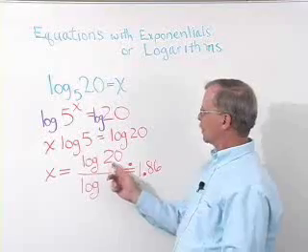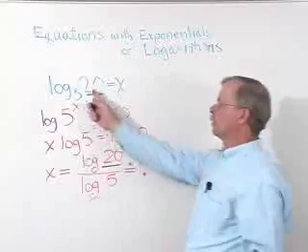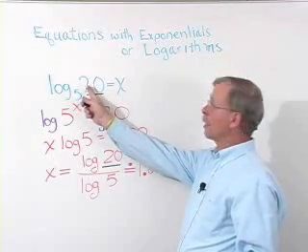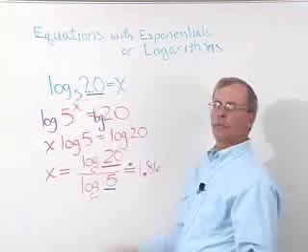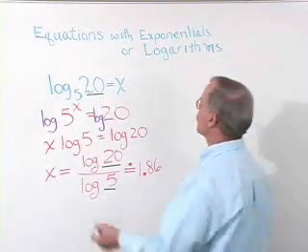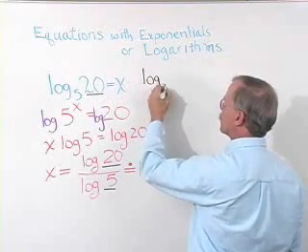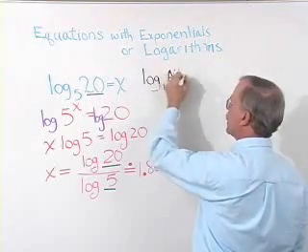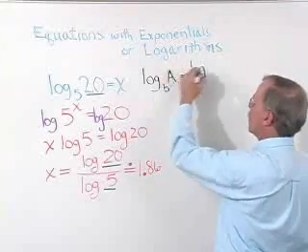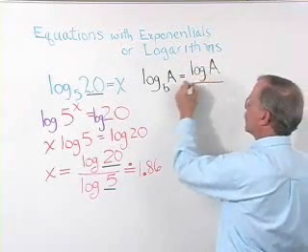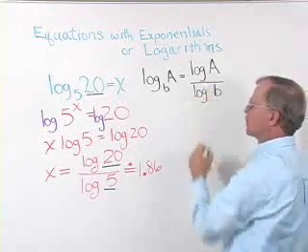What we see here is that the log of 20, well, 20 was our original value here, called the argument of the log. And we see that on the denominator, we were taking the log of the base. So in general, we could write that the log base b of a is equal to the log of a divided by the log of the old base.